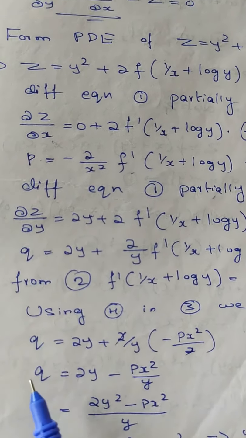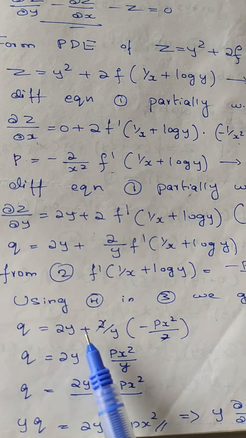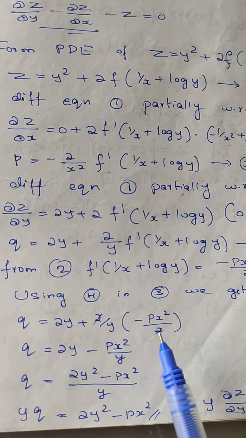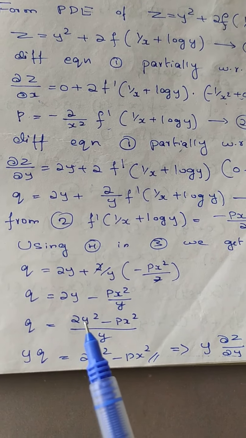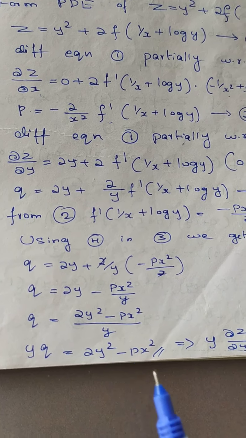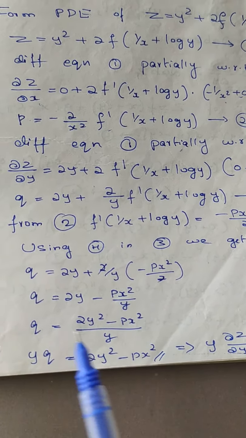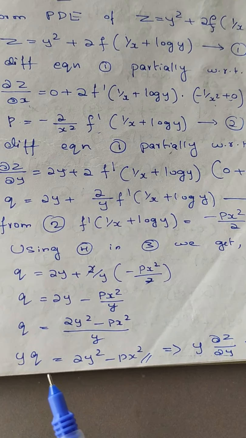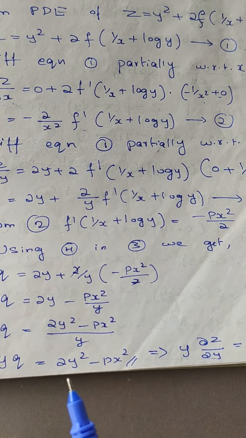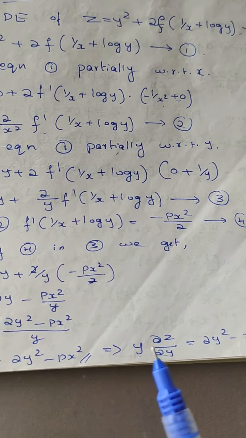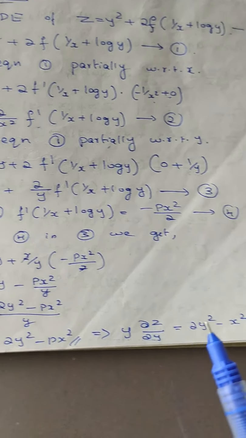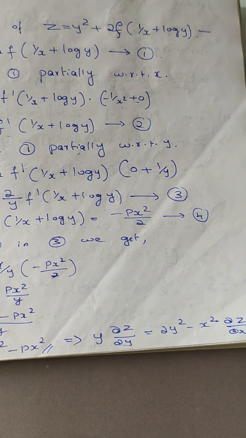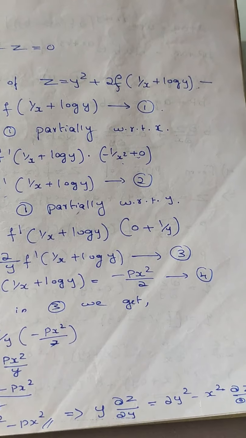equation number 3. Now q becomes 2y minus 2 by y into minus px square by 2. Simplify, you get q into 2y square minus px square divided by y. Now cross multiply it, then we get q into y is equal to 2y square minus px square, and this implies, write p and q in terms of partial derivatives, dou z by dou y, dou z by dou x. This is your PDE.